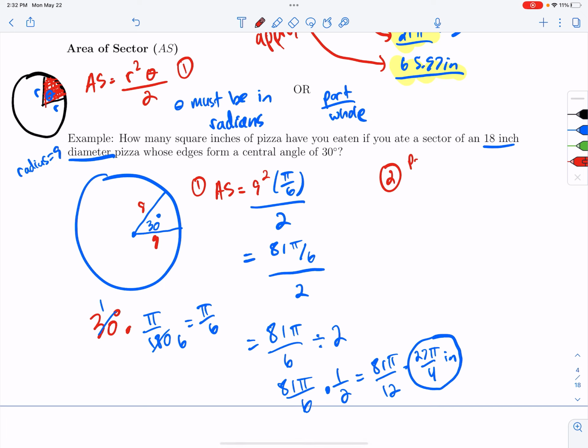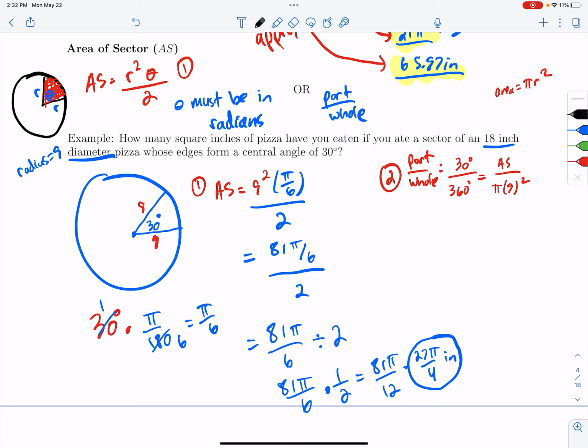Now if I do this with the part over whole method, now again, the partial angle that I'm talking about in this circle is 30 degrees. The entire angle all the way around the circle is 360. The partial area, that's the area of the sector that I'm looking for. And then the whole area of a circle, where can I write that? I'll write it up here, is equal to pi r squared. So I have the partial area of the circle is the sector that I'm looking for, and then the entire area is pi r, 9 squared.